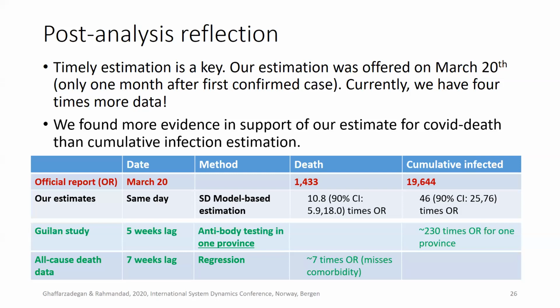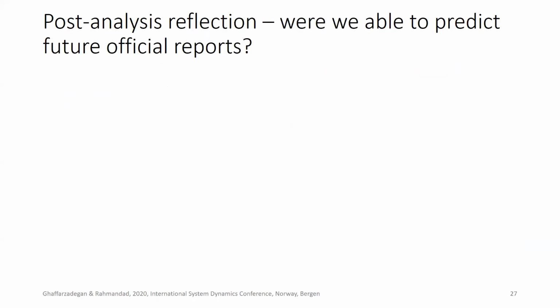That's the data that countries report for all cases of death, and then you use that to estimate deaths that are related to COVID-19 based on excess death. And if you use that, you get 7 times more than official reports for death. And that 7 is in the confidence interval of our estimates.